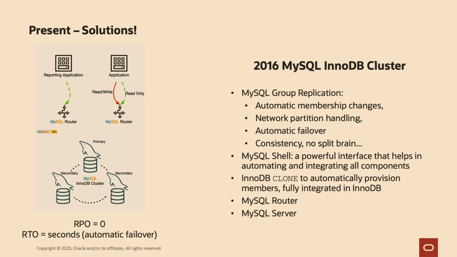It provides automatic membership, so when a node joins, it gets provisioned automatically. No need to set up users or provision the data; everything is built in and done automatically. It handles network partitions, with no split brain. We guarantee consistency as well. You can do multi-primary, writing to all nodes at the same time. All of that is possible. So that's Group Replication, which we introduced in 2016.